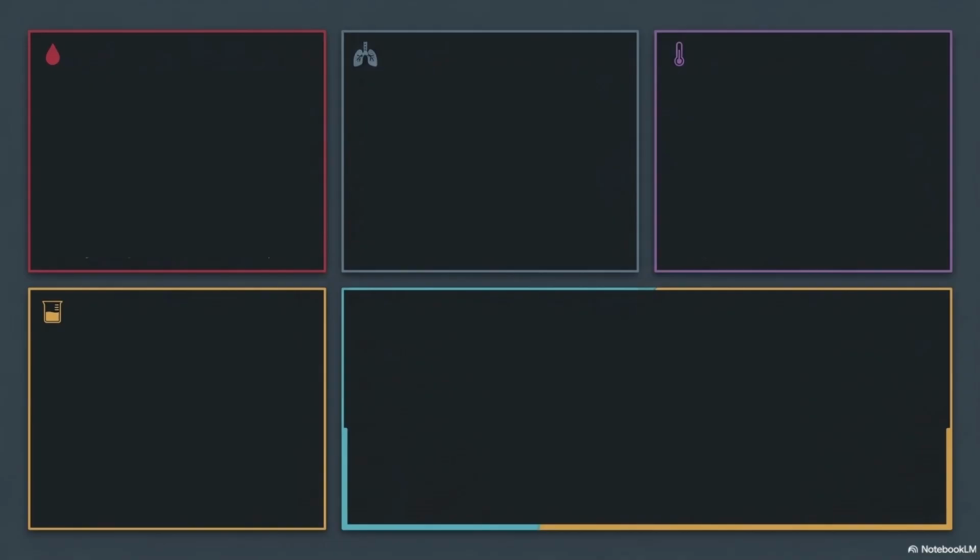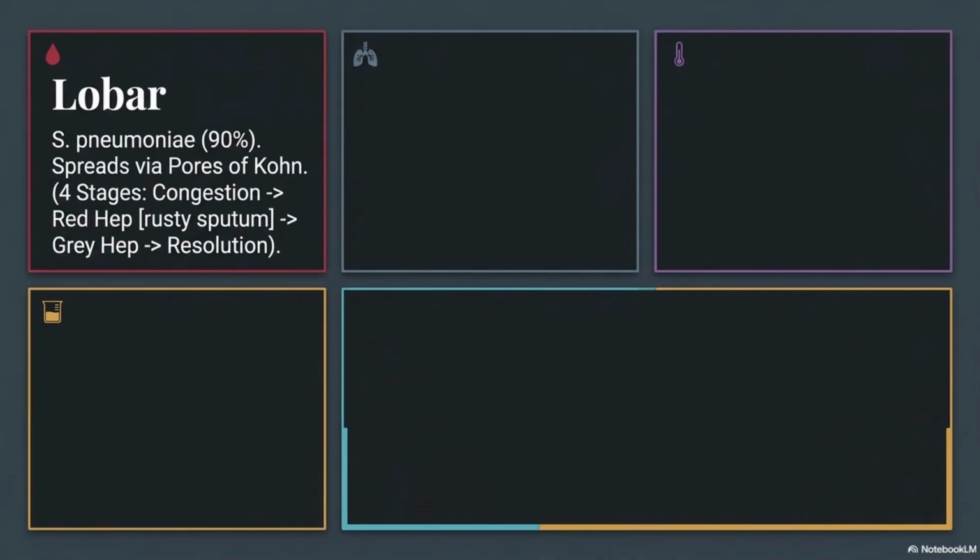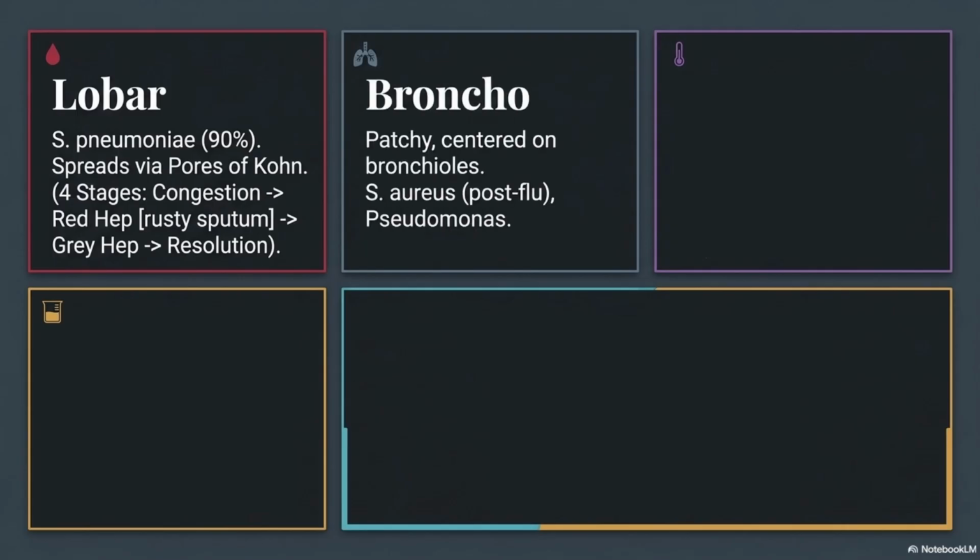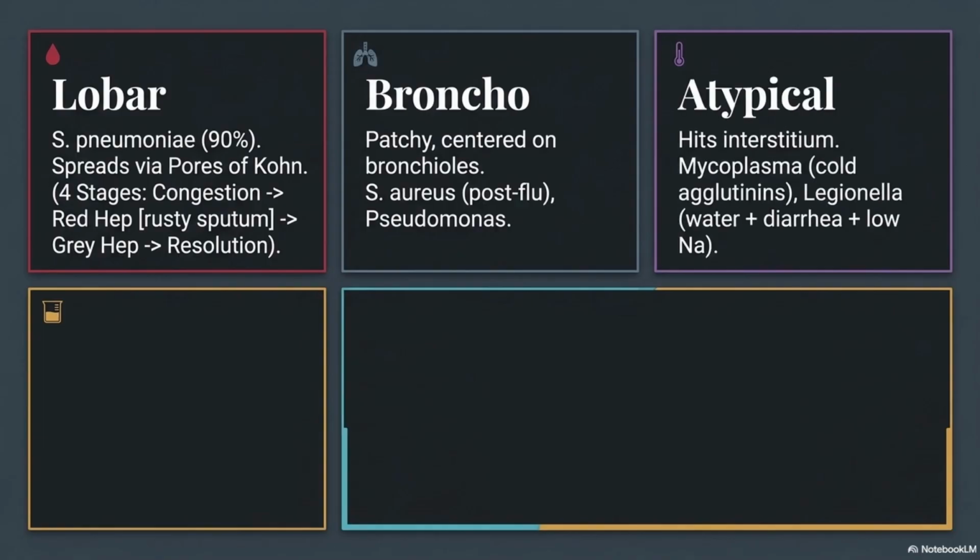Before we finish, let's zoom out and summarize the major pneumonia patterns. Lobar pneumonia is caused by Streptococcus pneumoniae 90% of the time, spreads via the pores of Kohn, and progresses through 4 stages: congestion, red hepatization with rusty sputum, grey hepatization, and resolution. Bronchopneumonia is patchy, centered on the bronchioles, and usually involves S. aureus post-flu or Pseudomonas.